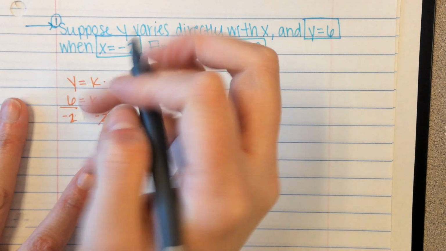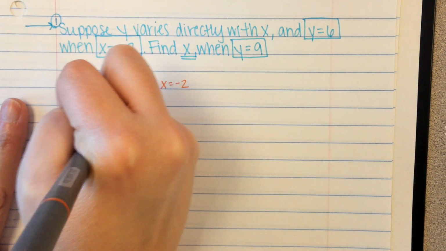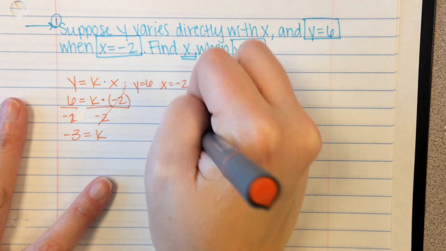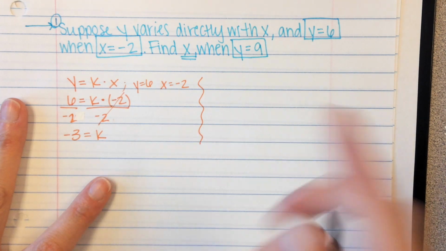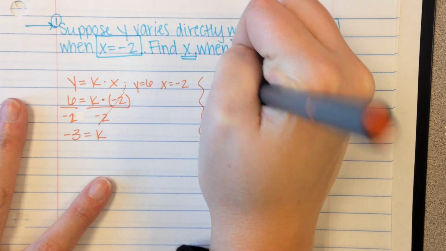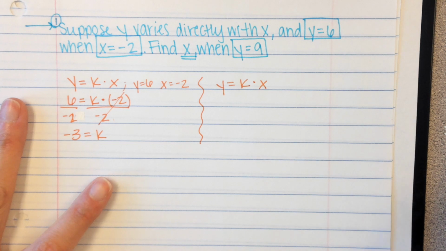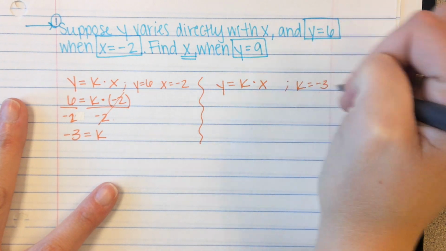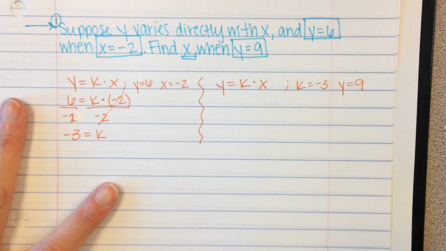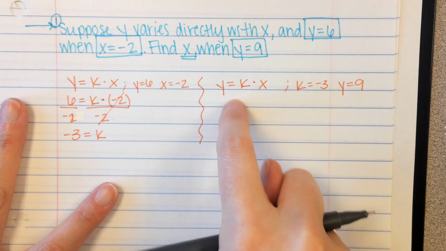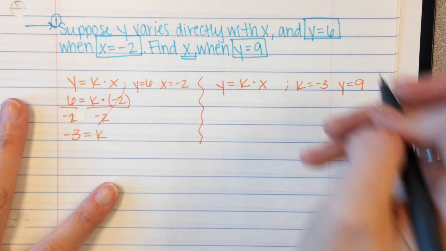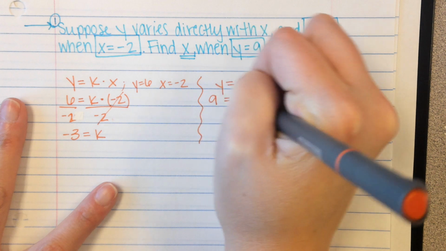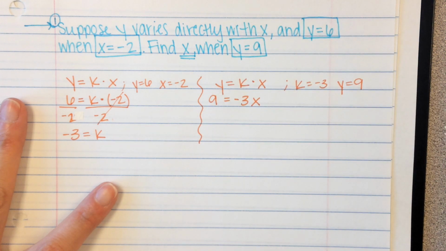All right, so those divide out, and we have negative 3 equals k. That's the first part of the problem. Now, I'm going to draw a little line so I don't get confused. Now, I'm going to use this y equals k times x again, and I know that k equals negative 3 and y equals 9. So now I'm going to plug these two numbers in here and get x. So y equals 9, k is negative 3, and we don't know what x is.